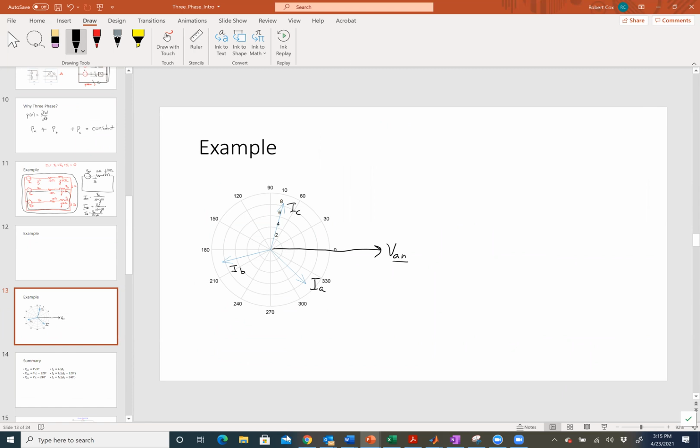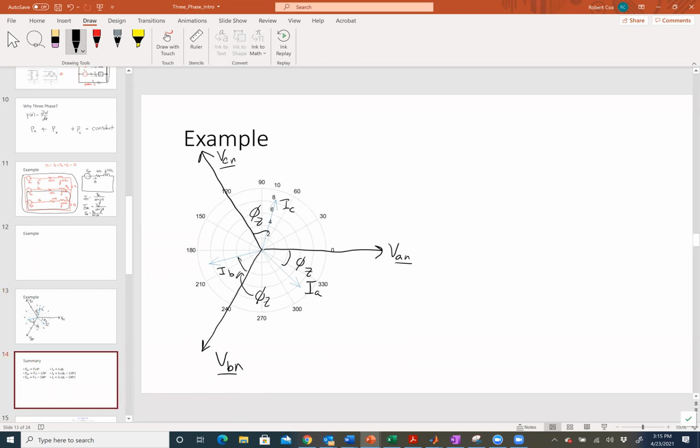And then VBN is over here, and VCN is over here, like that. All right. So the angle between them is the angle of the impedance. So each of these is the angle of the impedance, phi sub Z, and this guy is also phi sub Z. All right.